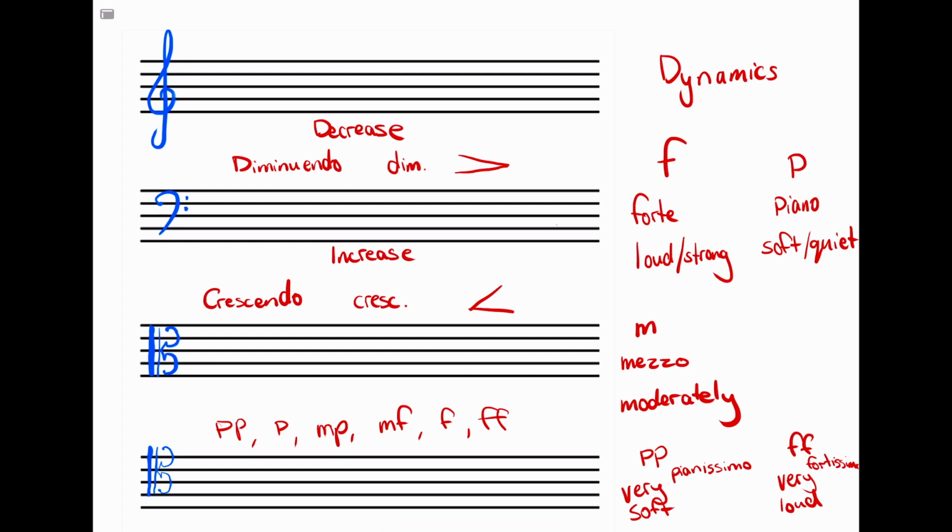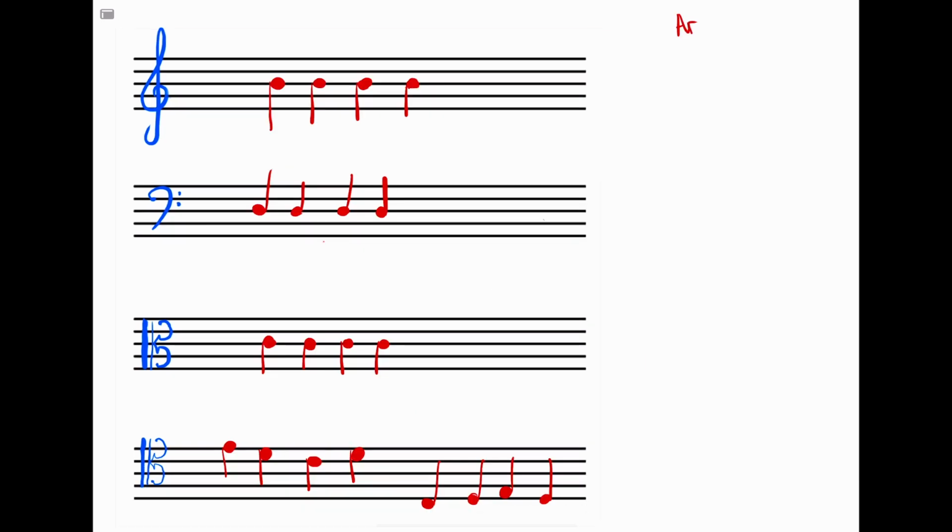Another form of expression in music is articulation. Articulation describes the way a note is formed or played, either to sound distinct or clarified, or smooth and connected. The most basic of these articulations are staccato, meaning short and detached, represented by a small dot above or below the note it applies to.